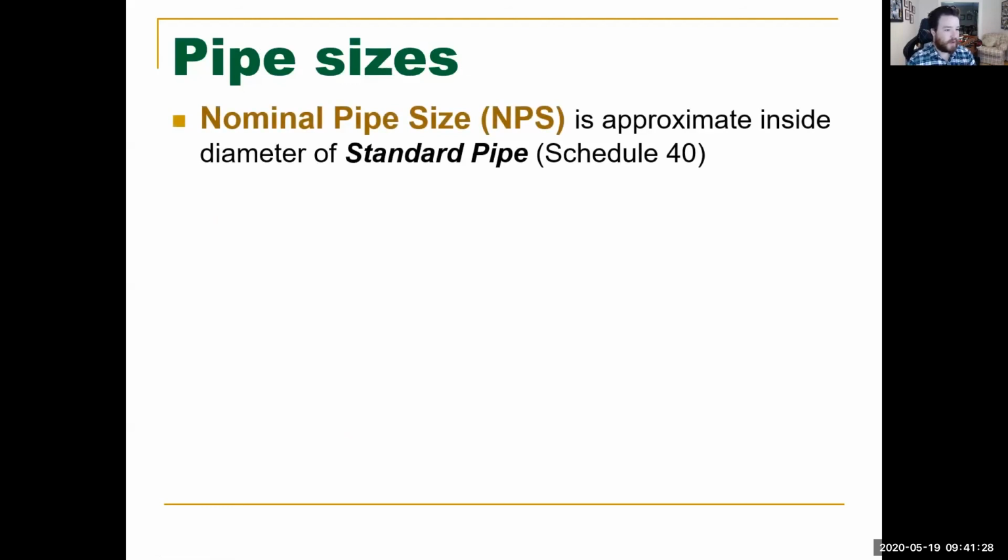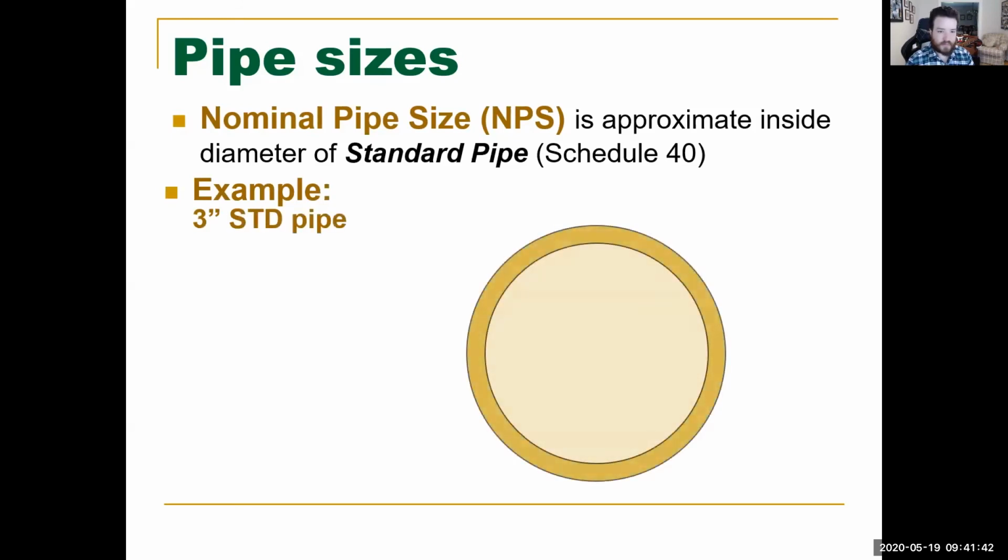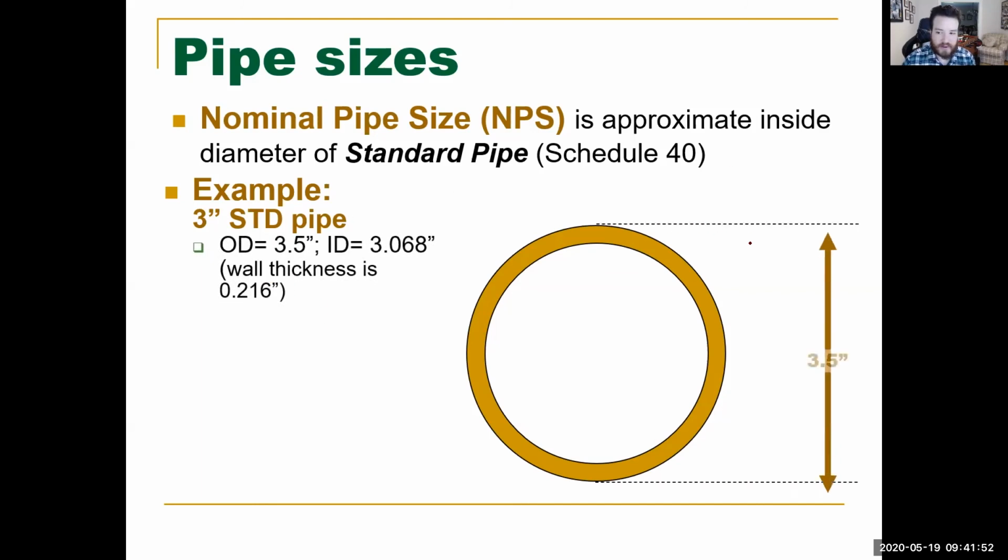All right. Now we have nominal pipe sizes, or NPS. It's an approximate inside diameter of a standard pipe. All right, and that's called Schedule 40. So here's our first example. We have a 3-inch STD pipe. All right, its outer diameter is 3.5 inches. Its inner diameter is 3.068 inches. Wall thickness is the distance in between those.